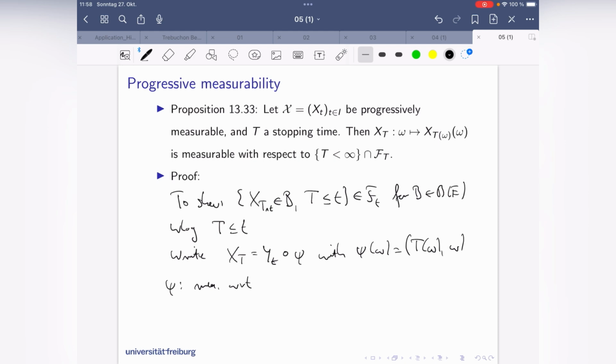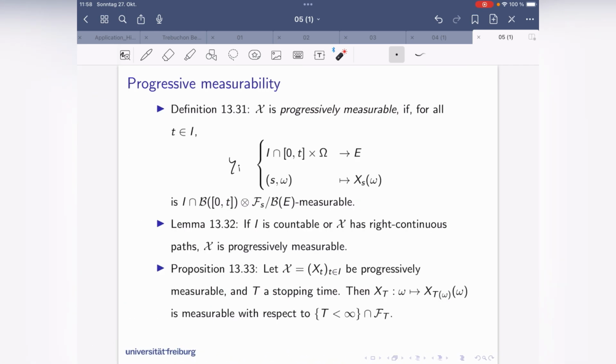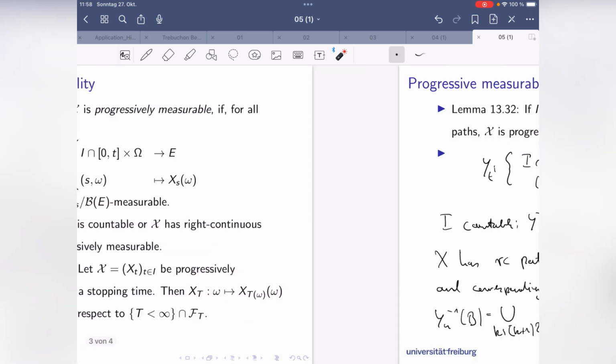well, T is a stopping time less than or equal to t, so that's measurable with respect to F_t on the one hand. On the other hand, I have it like this here: I intersected with B([0,t]) times F_t. That's where it maps to. So the omega here is measurable with respect to F_t, and that's by progressive measurability. So that's exactly as written here, and F_s is of course a subset of F_t.